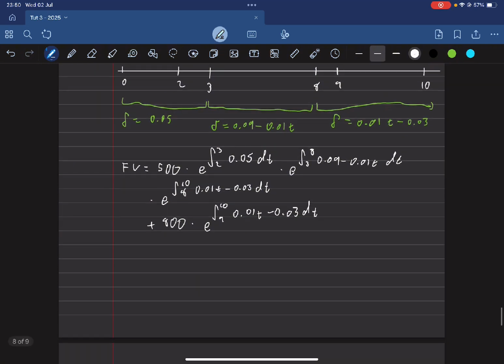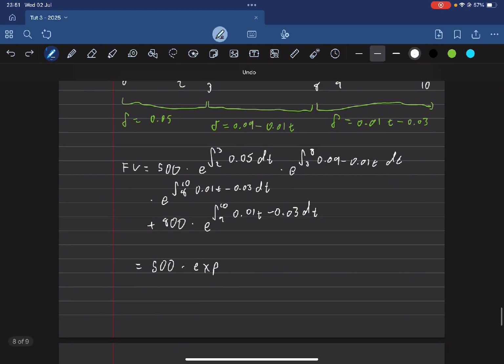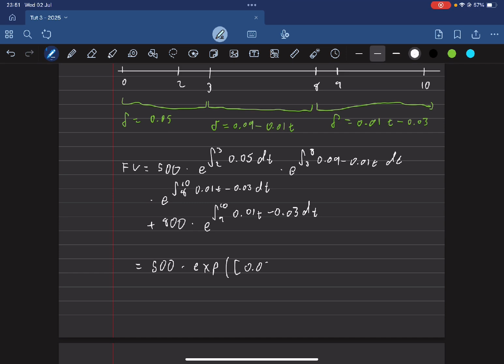So now we just need to evaluate all these integrals. Another way, instead of writing e to the power of something, you can write it as exp, which makes it a little bit easier because then you don't have to write everything as a power. So instead I'm going to write it as exp. We do the integral of 0.05, it's going to be 0.05 t evaluated from 2 to 3 times exp of 0.09 t minus 0.005 t squared from 3 to 8.